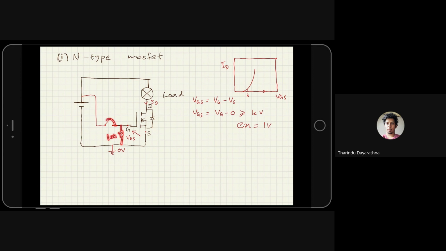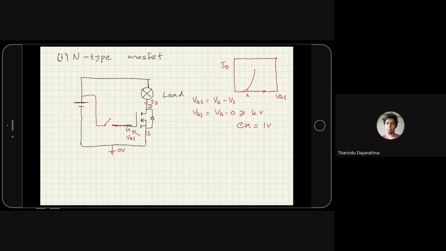When it is closed, this voltage will be positive, so the MOSFET will turn on. When it is open, since there is a resistor here, it will discharge, so the circuit will turn off. Okay, that's how N-type MOSFETs are used to control a circuit and some kind of load.